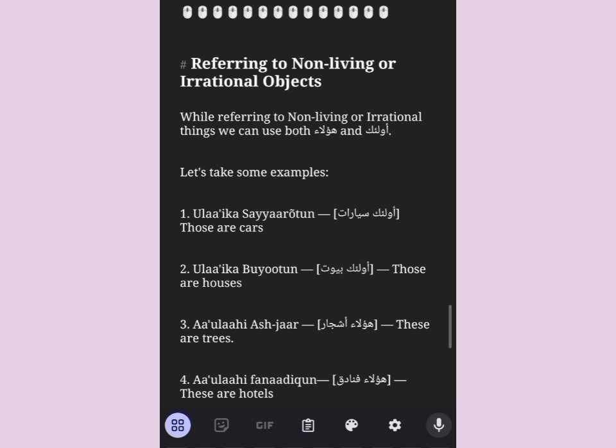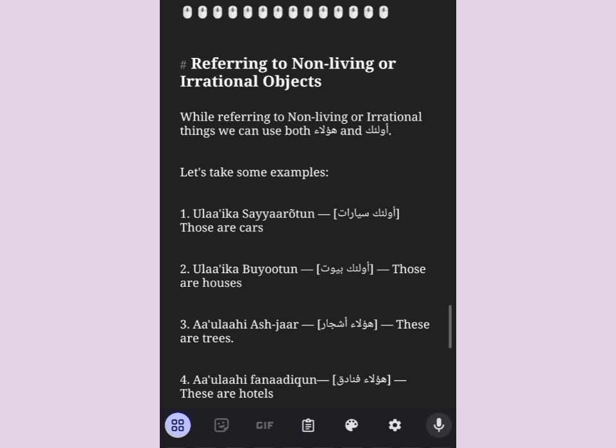So while referring to non-living or irrational objects, yes, we can still use both ula or ulaik. So we can say ulaika sayyarat. Of course, yes, that's correct. Ulaika buyut. Those are houses.